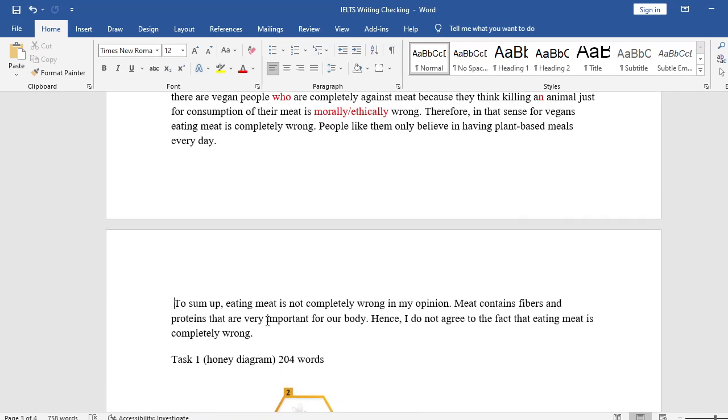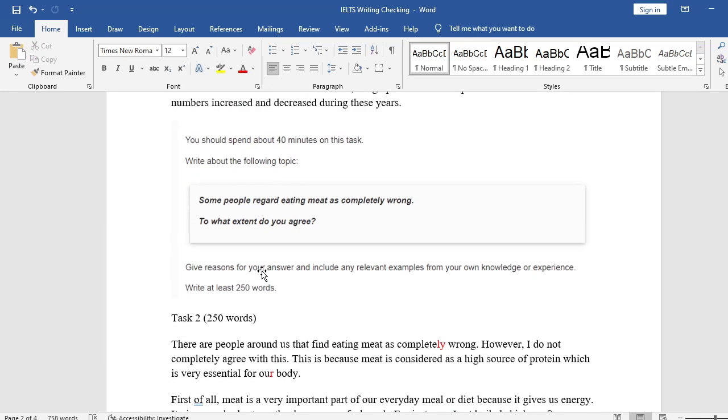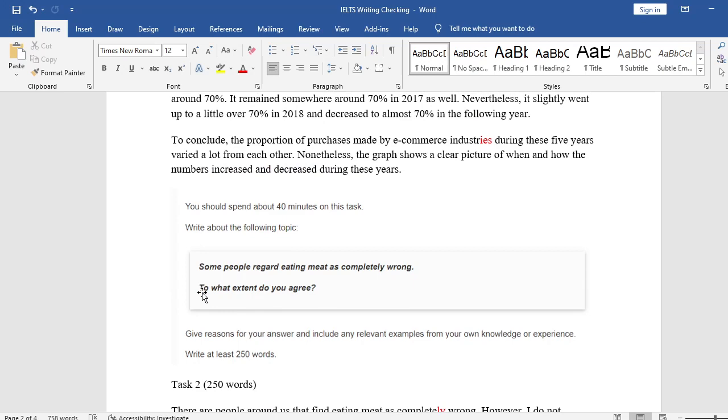To sum up, eating meat is not completely wrong in my opinion. Meat contains fibers and proteins that are very important for our body. Hence, I do not agree to the fact that eating meat is completely wrong. Okay, so this is a fine paragraph, but I would suggest making it even better by going back to the question. So it didn't just say that pick a side and then argue your point.